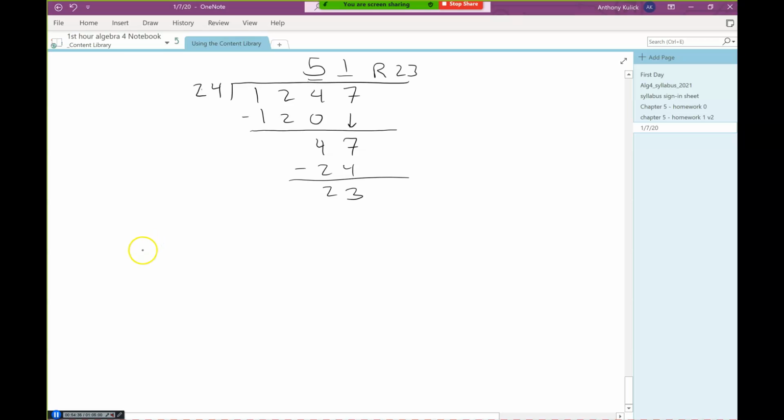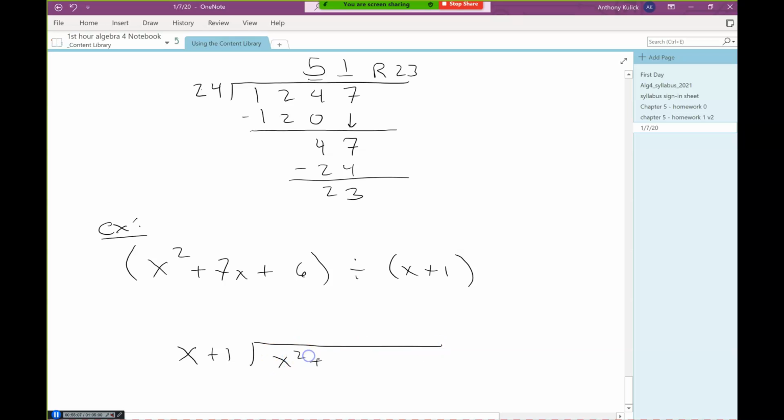So let's do this with polynomials now. So let's say we have x squared plus 7x plus 6 divided by x plus 1. So we'll set it up the same way. My divisor goes on the outside and my dividend goes underneath.